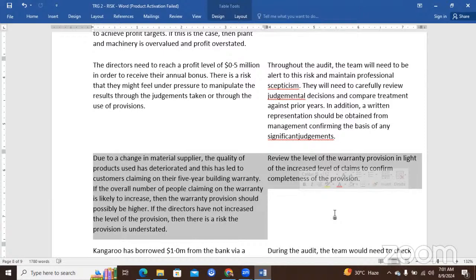If the total number of people claiming on the warranty is likely to increase, then the warranty provision should possibly be higher. If the directors have not increased the level of provision, there is a risk that the provision is understated, and along with that, expense is also understated. So we should review the level of warranty provision recognized by management and assess the completeness of the provision, whether it is complete or sufficient or not. So that is the response for that audit risk.